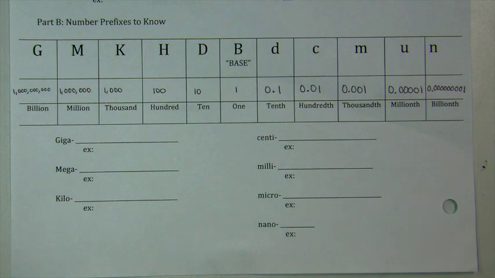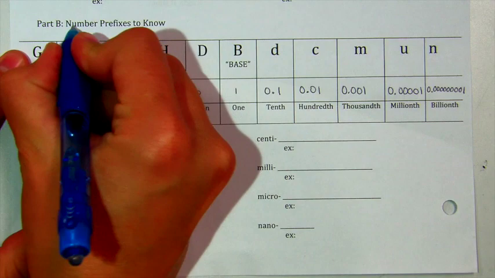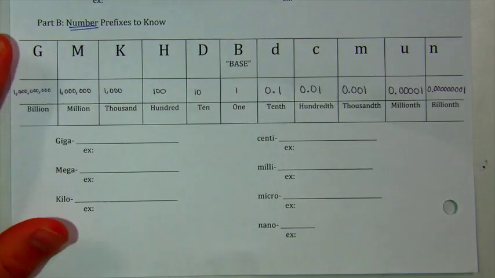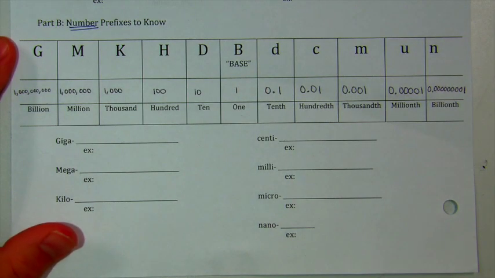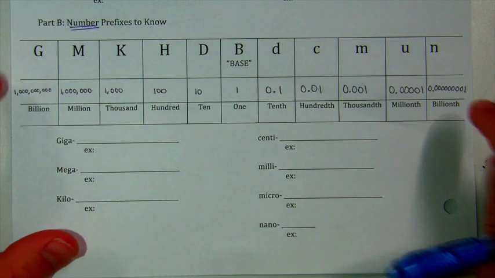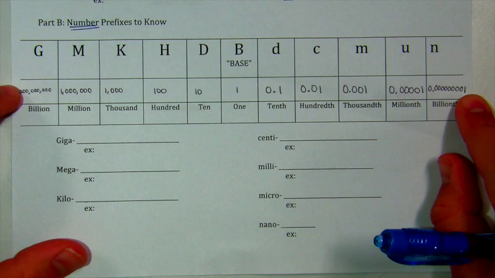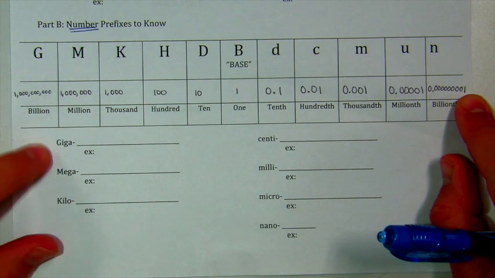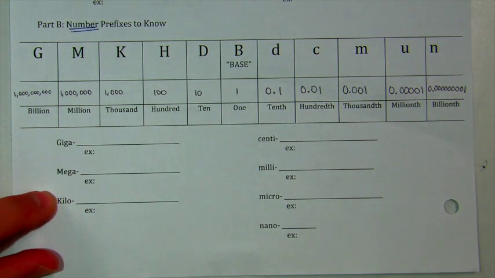Your sheet is specific to number prefixes that we need to know. These relate to the metric system, which we'll study more in depth later. For now, we're just going to learn which number each of these prefixes refers to. This chart is filled out here. You can pause it if you want to copy that down. I'm going to get into filling out the bottom half as we think about what each means.